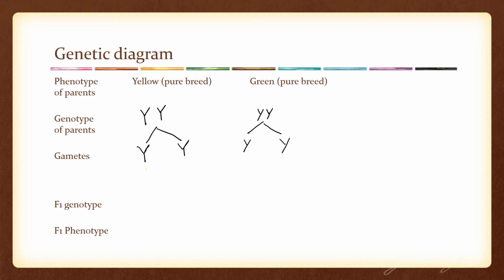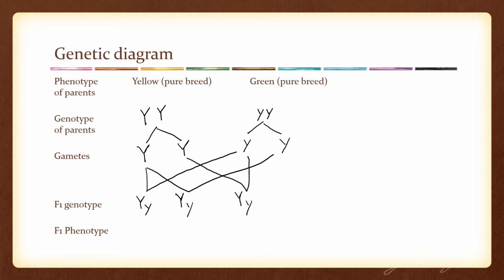So the first dominant allele can pair up with this recessive allele, and the offspring will have the genotype of capital Y and small letter y. It is also possible for these gametes to fertilize these recessive alleles, so we will have another big Y, small y. Same thing for these dominant alleles. It can pair up with either the first recessive allele, or it can pair up with these recessive alleles.